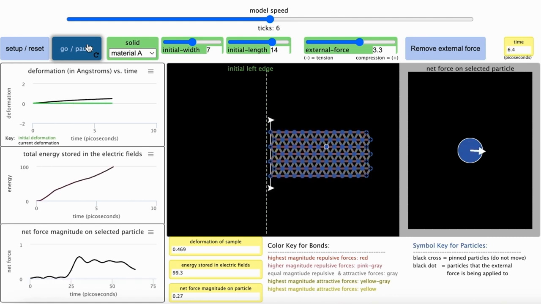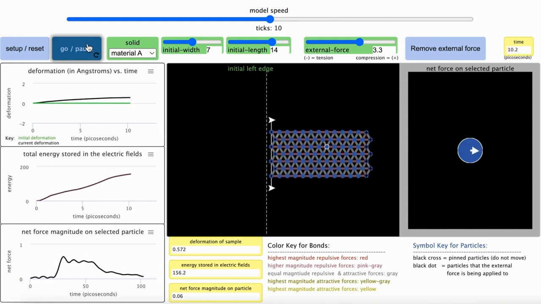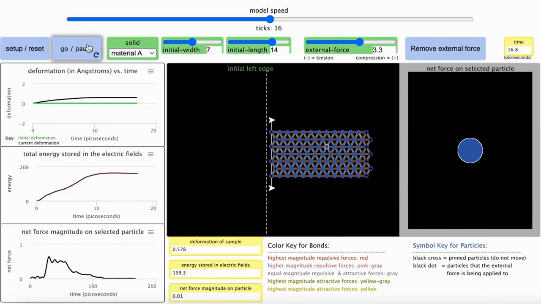The visualizer shows the dots getting closer together. Press this button again to momentarily pause the simulation so you can inspect the changes that have happened up to that point in time. At this point in time, some of the lines between the neighboring particles have turned red. This key tells us what that represents. Red is an increase in the strength of the repulsive forces between the particles.